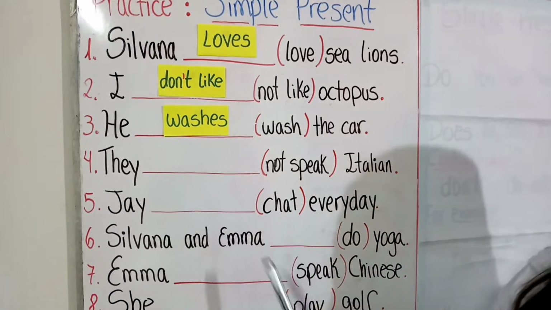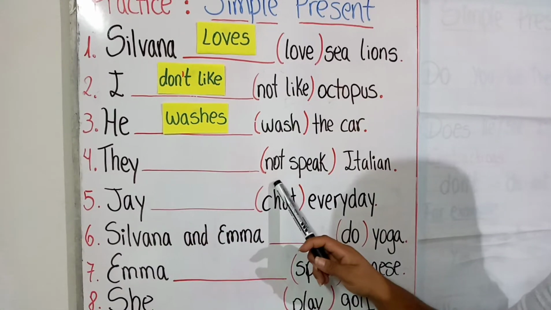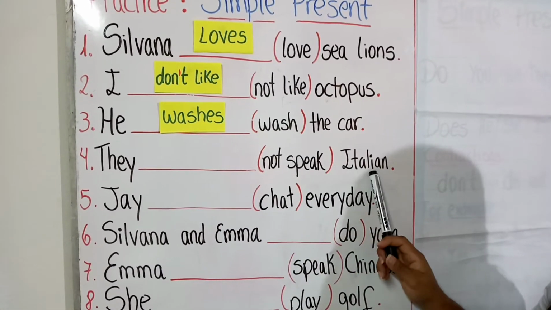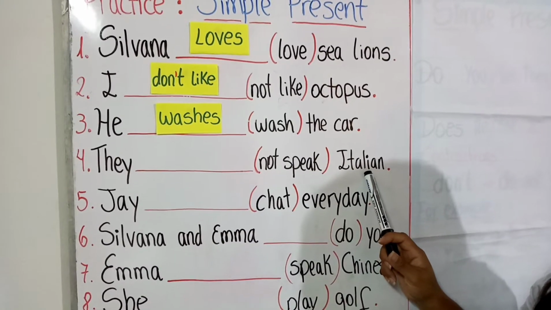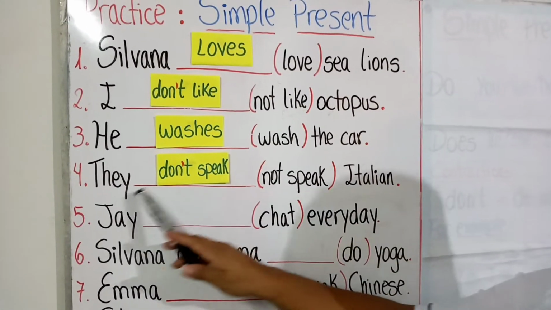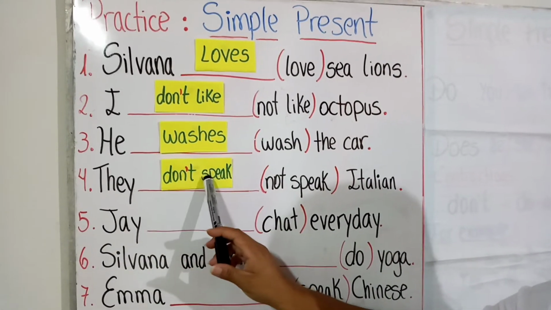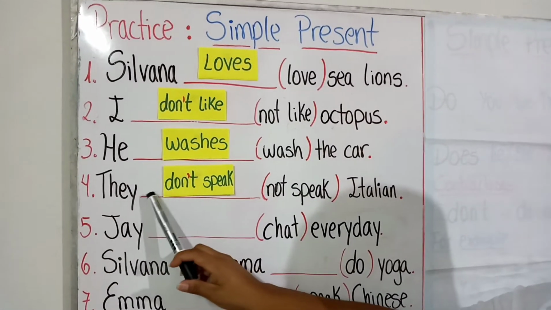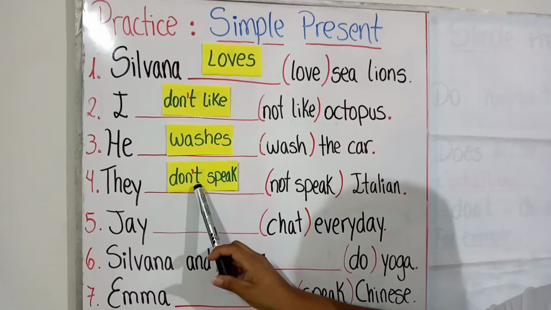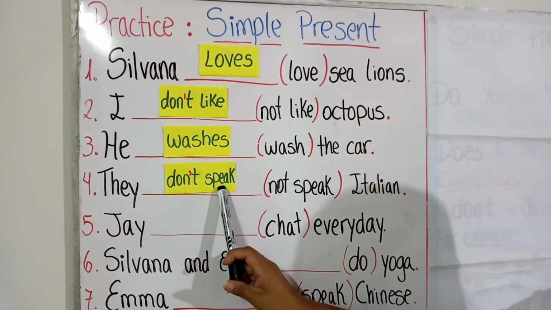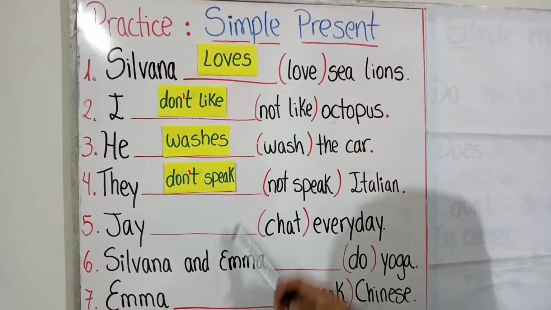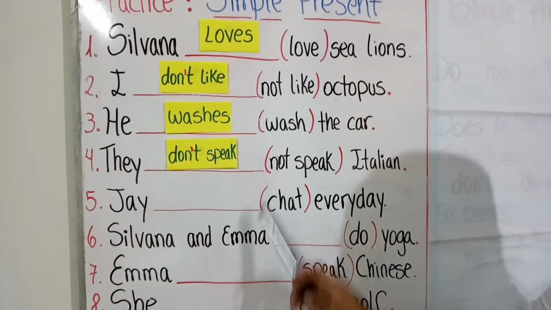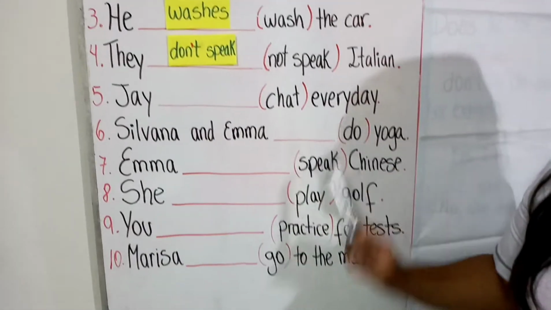What about number 4? They, negative again, speak Italian. What is the answer? Okay, the answer is don't speak, because I'm talking about they, and the negative for they is don't and the same verb speak. Okay, so this exercise you have to copy on your notebook and solve.